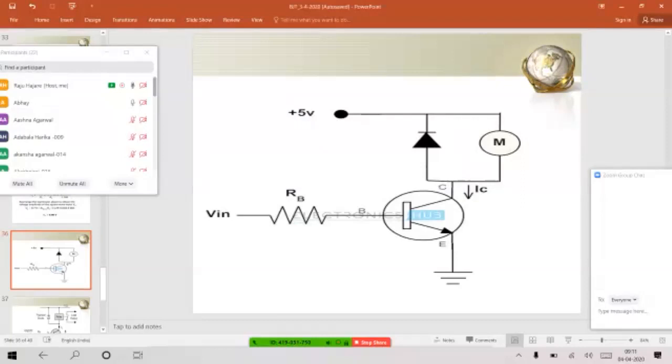M indicates a motor is connected, and across the motor, in parallel, you have the collector connected, and the collector voltage VCC is 5 volts. So you can see this diagram. This tells that a transistor can be used to operate the motor, or to run the motor at different speeds, by varying the current drawn by this transistor.